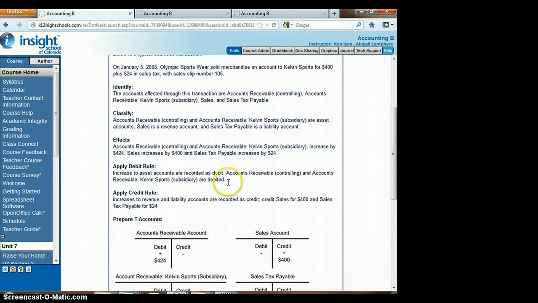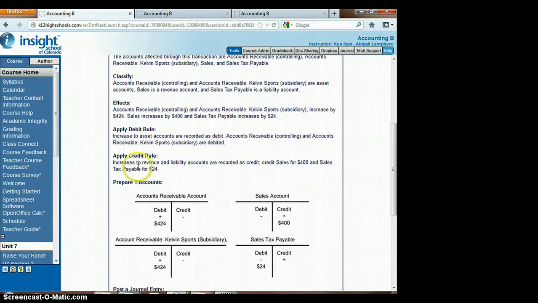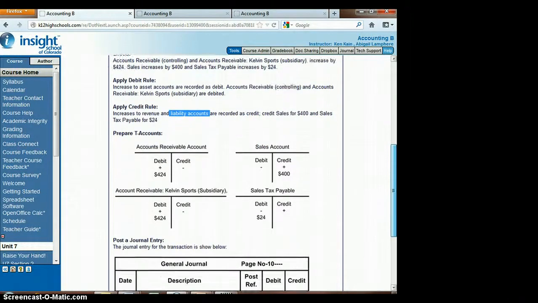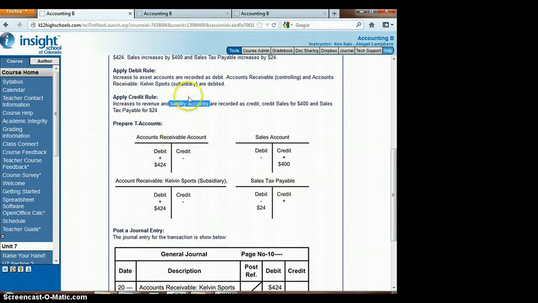So then we look at our debit and credit rules. This is going to increase our asset accounts because they're paying on account, so they're increasing their overall balance for what they'll owe. So that's going to be recorded as a debit. So both of those accounts receivable accounts will be debited. And then when we look at the credit rule, we're going to be increasing our revenue account because we made a sale, so that will be credited. And as well as our tax payable, which is a liability account, will also be increasing, so it's going to be credited as well. So here's what it's going to look like set up in T accounts.